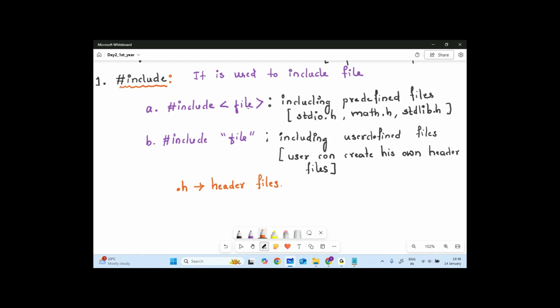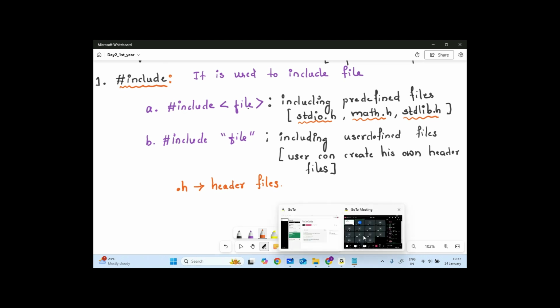Now many first year students will have this confusion: Sir, hash include is a header file? No, hash include is a preprocessor directive. It is not a header file. Only stdio.h, math.h, stdlib.h, string.h are called header files, and these are predefined header files. They are already present in the compiler. Like such files, the user can create his own header files. So are you clear on this part? Are we good to go?